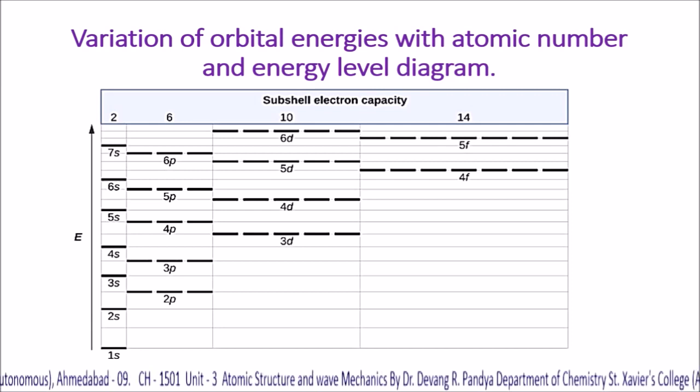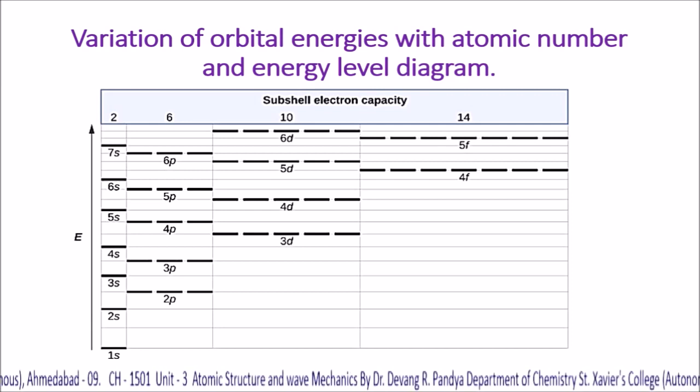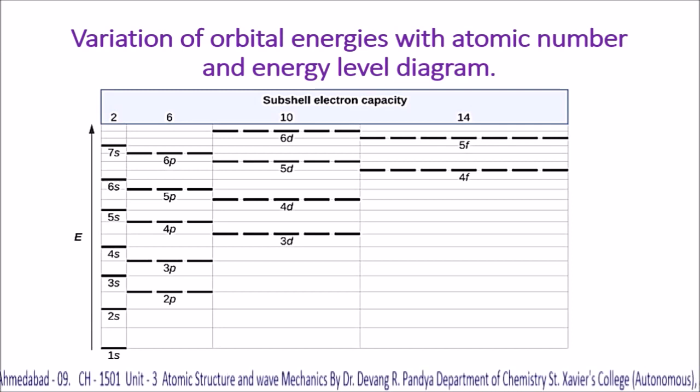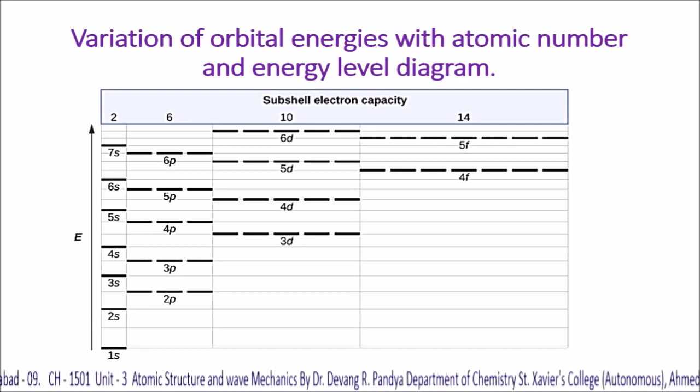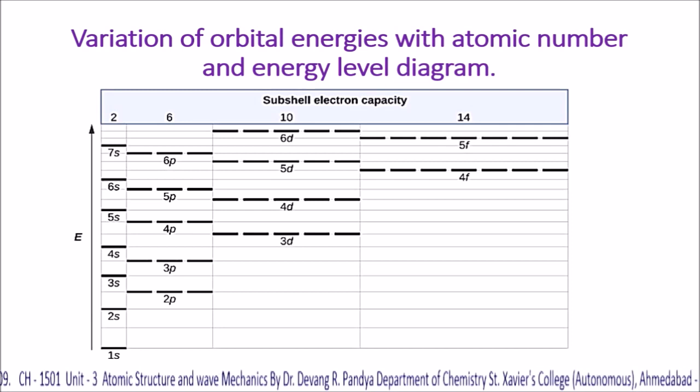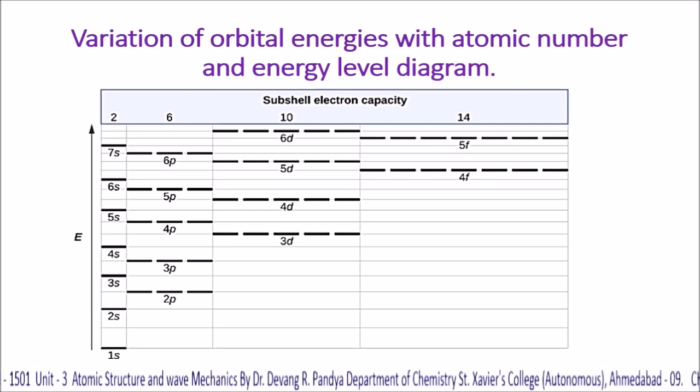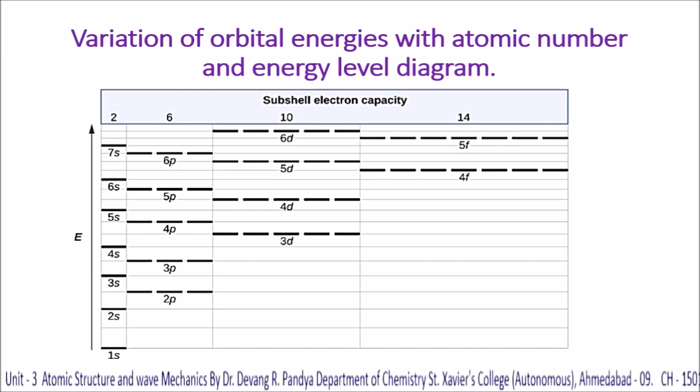First one is Aufbau principle. Aufbau is a German word and its meaning is arrangement. It is not a name of scientist, please clarify this. Aufbau principle is also given by Linus Pauling.